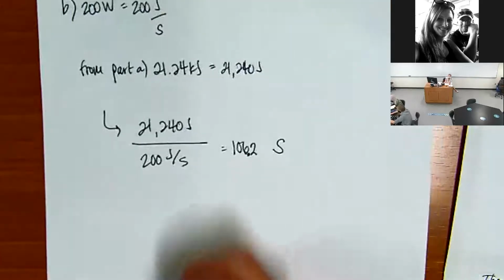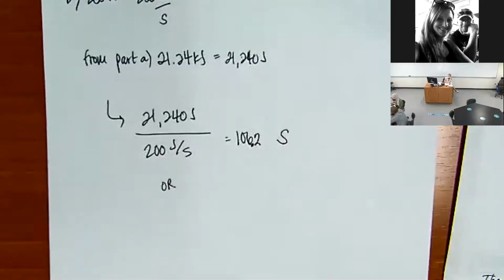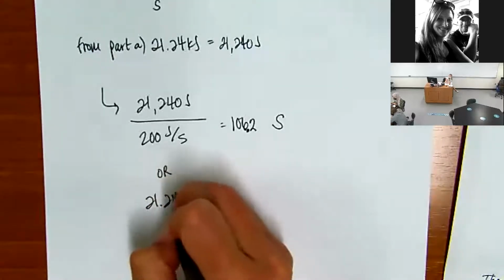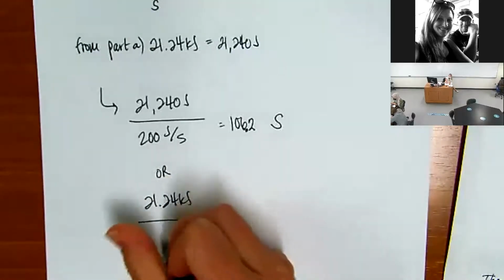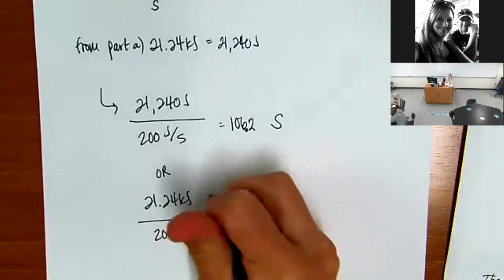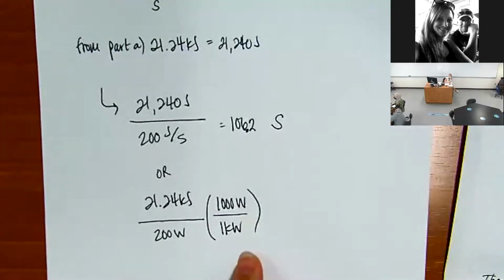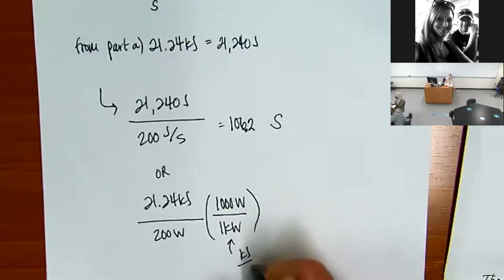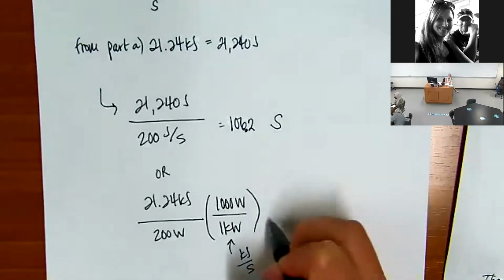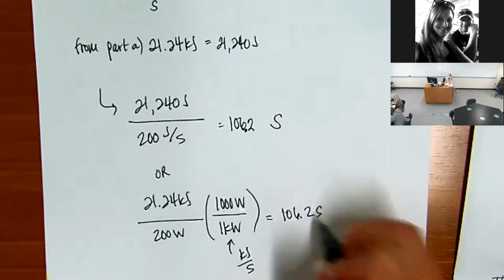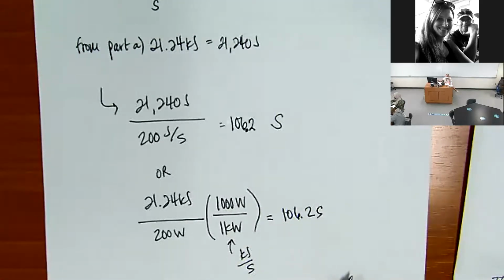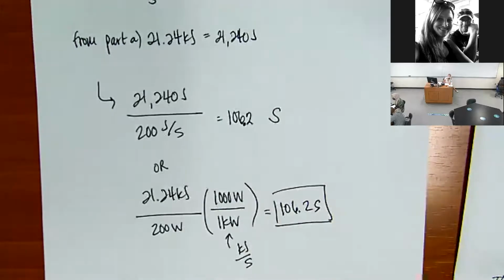Another way you could do this would be to, here's a big or, you could do 21.24 kilojoules divided by 200 watts, where there are 1,000 watts in 1 kilowatt. Kilowatt giving you kilojoules per second. So once again, your unit should be seconds. This works out to the same thing. So you can either convert watts to kilowatts or kilojoules to joules, whatever works best for your little brain.